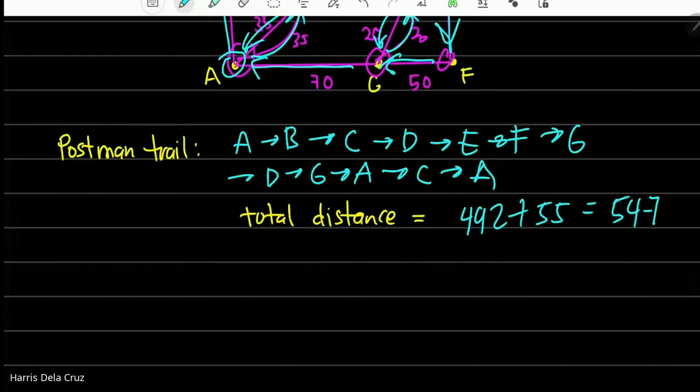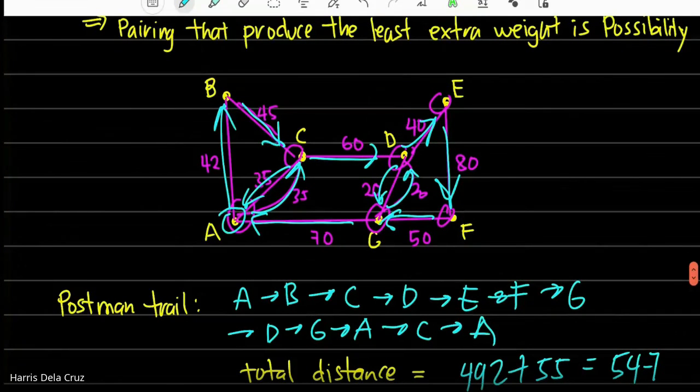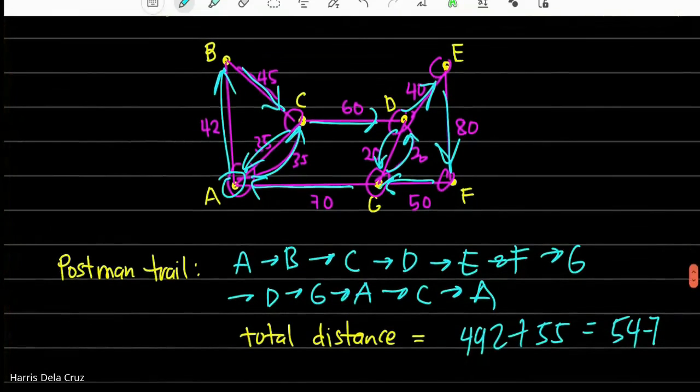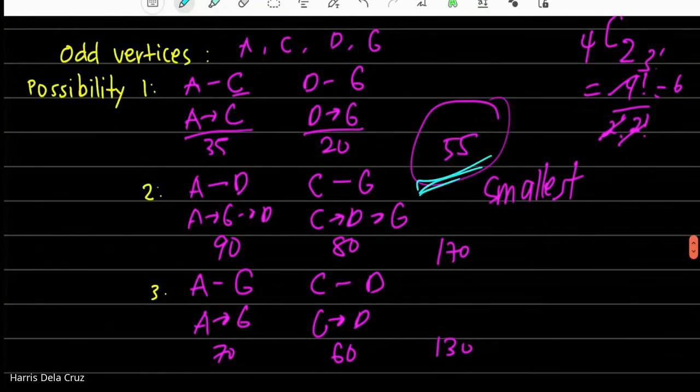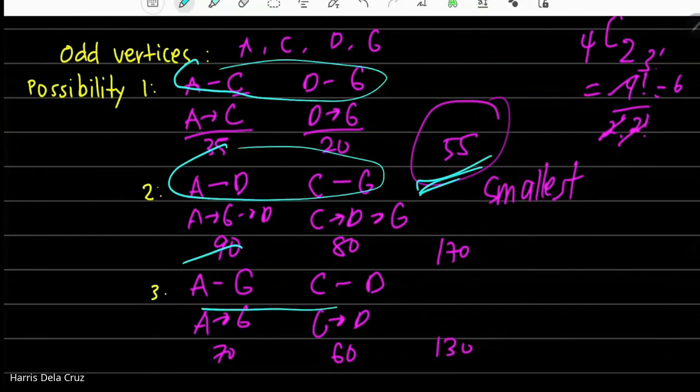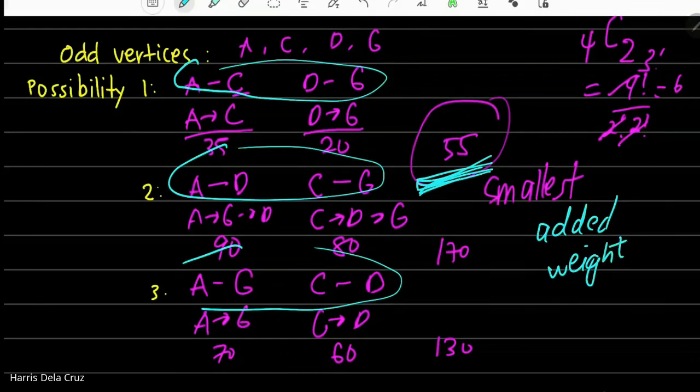Okay? So 547. Again, we are sure kasi using Dijkstra, these are the least possible combination or least possible added weight na pwede nating makuha using this. So, ang crucial part dito ay the pairing. Kailangan makuha mo lahat ng possible pairing ng odd vertices. Yan yung crucial part. And then you just get which combination will give the smallest added weight. Ito added weight kasi ito eh. Kasi siya yung kailangan mong doblehin ng daan para makabuo ka ng Eulerian trail.